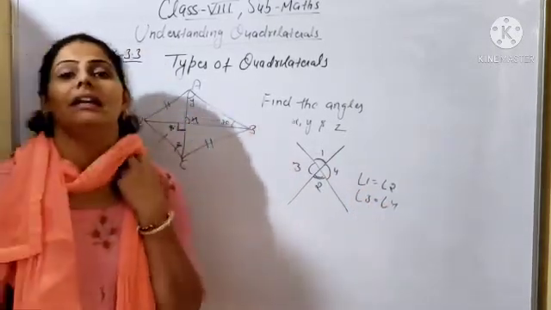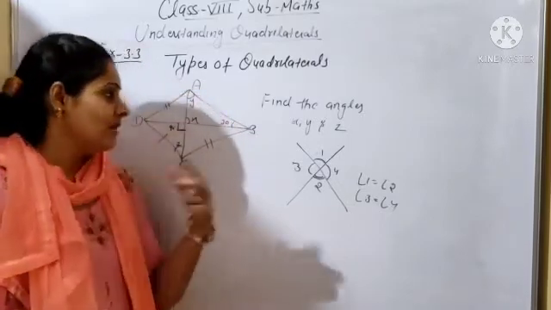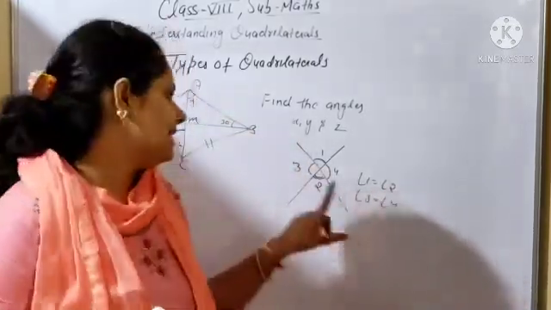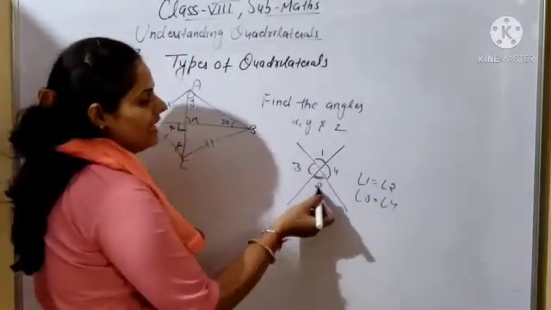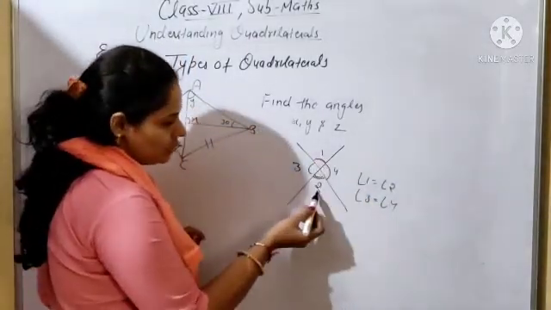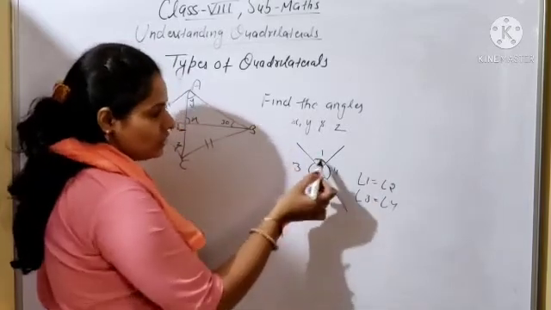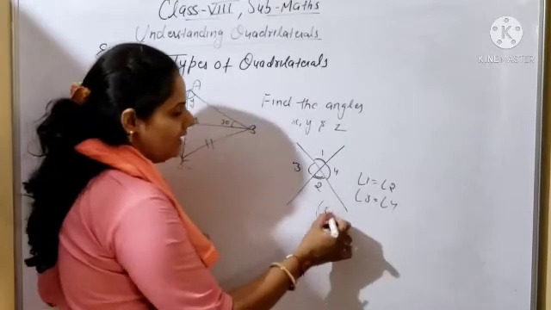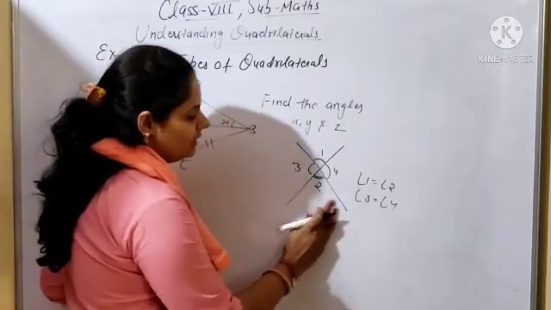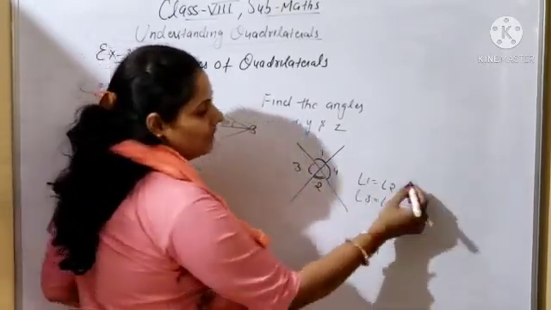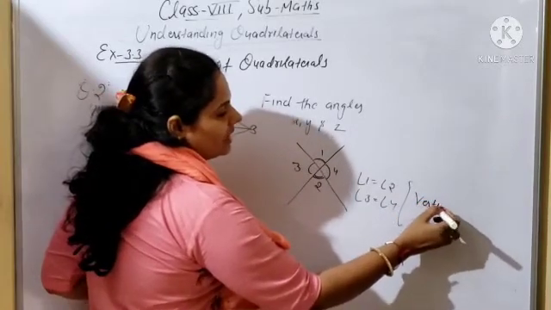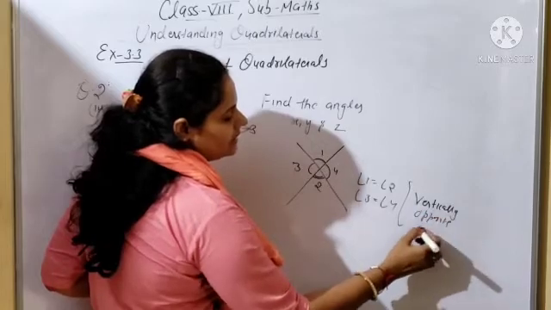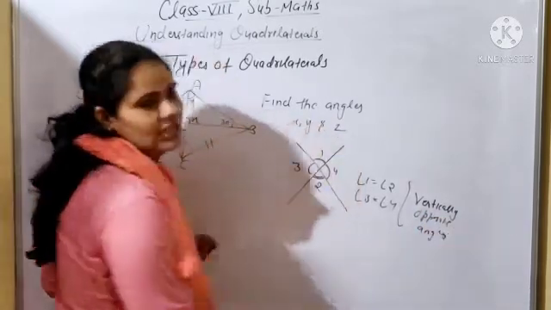And which type of angles? Vertically opposite angles. So what are vertically opposite angles? When two lines are intersecting each other, opposite angles will be equal. So 1 is opposite to 2 and 3 is opposite to 4, because these two lines are intersecting. You can write: opposite angles of intersecting lines are equal. These are vertically opposite angles.